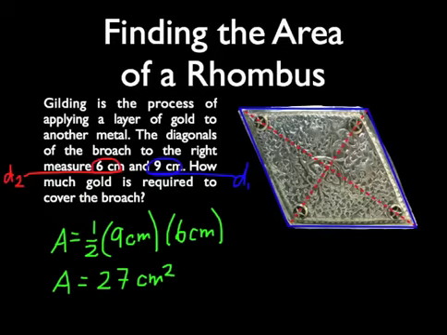So the area formula for rhombi and kites is actually very easy. You take the lengths of both diagonals, multiply them together, and divide that by 2.